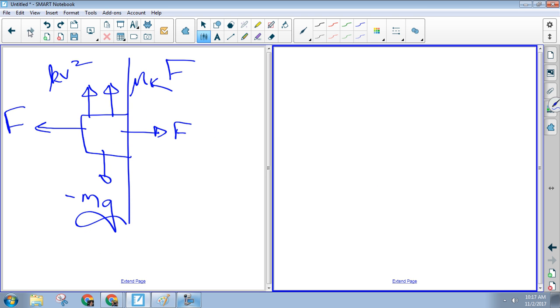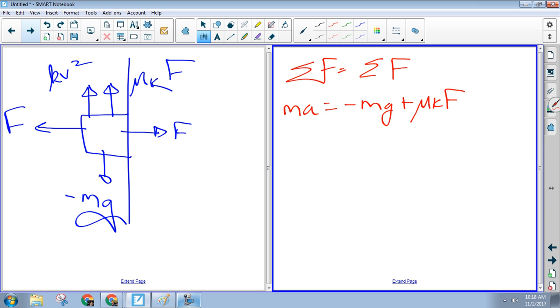Okay, so here we go. Net force equals net force. ma equals negative mg plus mu k times F plus kv squared. Problems? Oh, shoot, I'm sorry. I told you I was going to stop after we did the free body diagram. Sorry. It's okay. You want me to give you a minute to keep going?